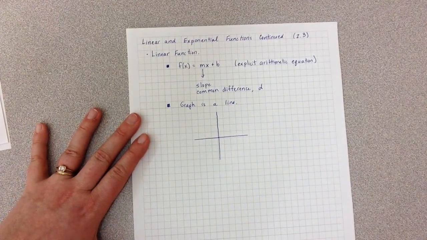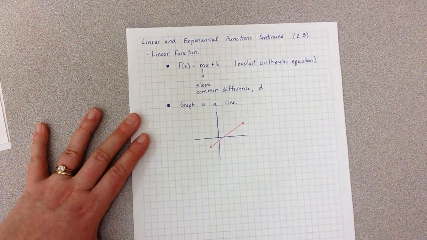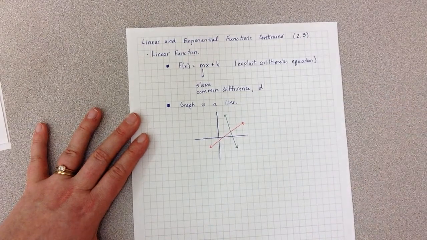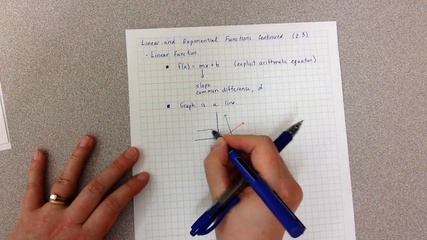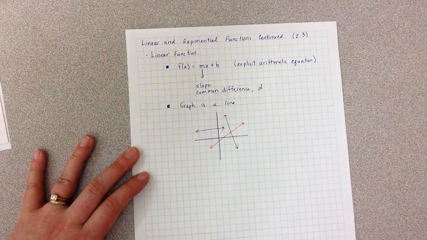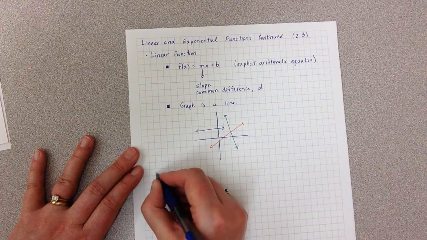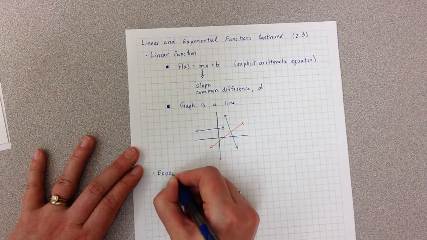So let's draw a couple of linear functions. There's one. Here's another. And here is a third. All of these are linear functions. They are lines.